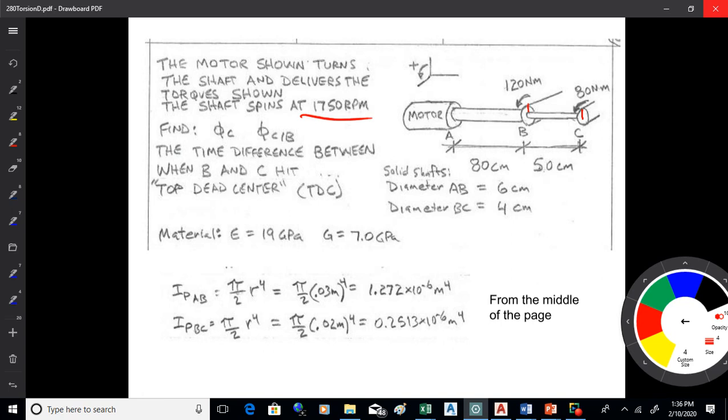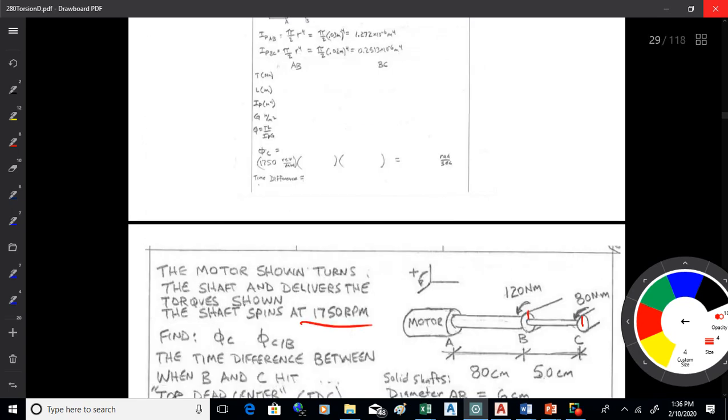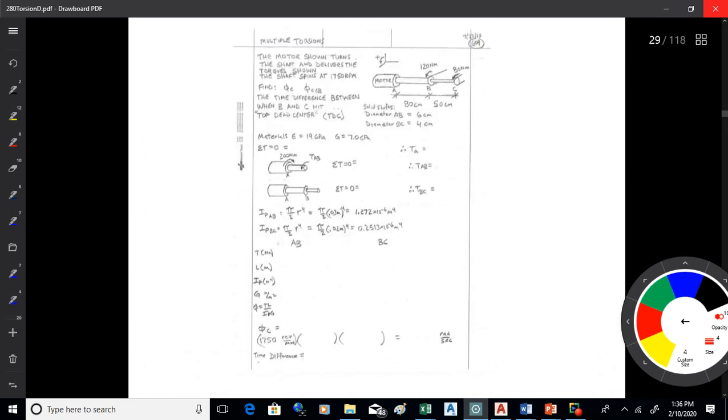All right, now let's look at something here for a second. What's our twist angle formula? It's TL over IG, right? Now, a twist, if you want to get fancy about it, is an angular displacement.